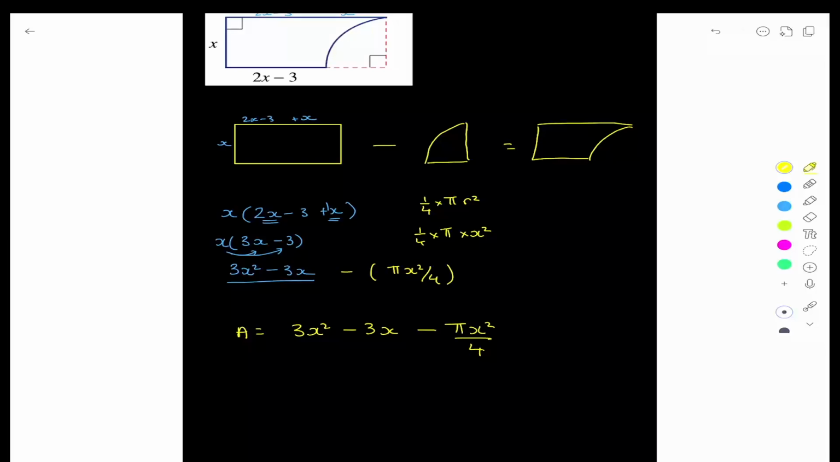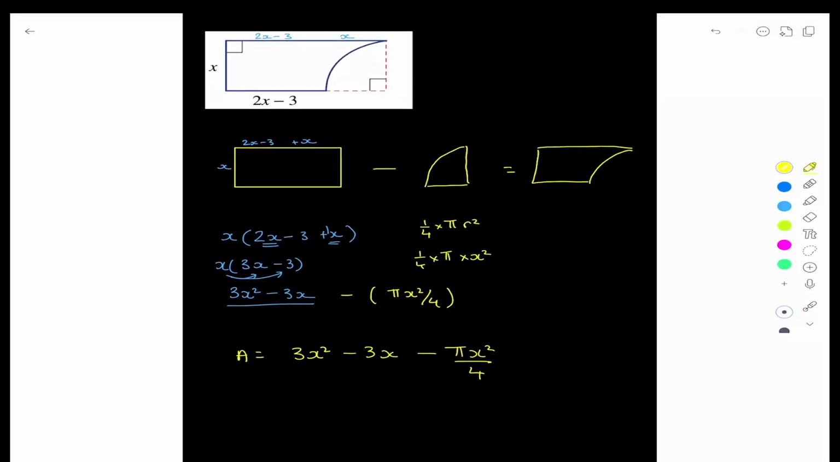And you know you've got to simplify and factorize in maths, because we always like to do that. We always want to simplify our answers. X is common to all of these, so we can remove that as a factor, and we're left with 3x minus 3 minus pi x on 4 is my area. Hopefully that makes sense and you're feeling good and you got that.